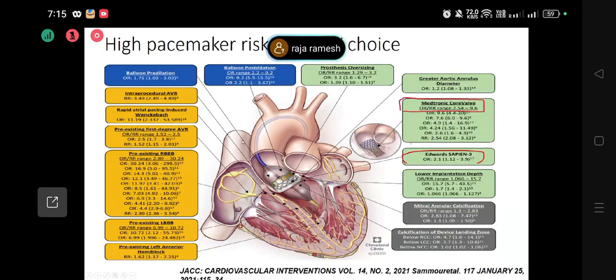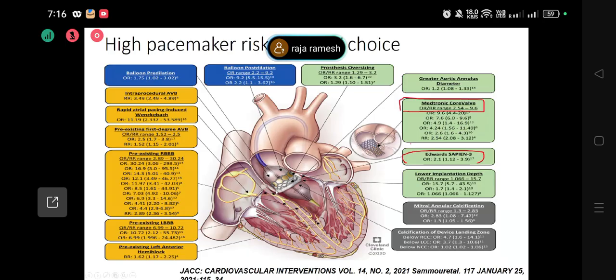So what about the pacemaker? Pacemaker risk. I already told you for self-expandable valves, there is a high risk for pacemaker because of the long valve frame impinging on the conducting system. This is the membranous septum where the bundle of His traverses from the right into the left. So there will be interaction of the valve frame at this membranous septum, and there can be conduction defects requiring pacemakers.